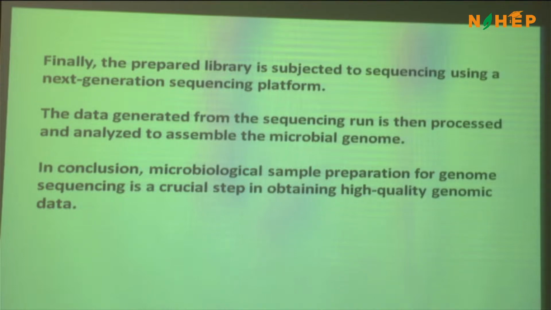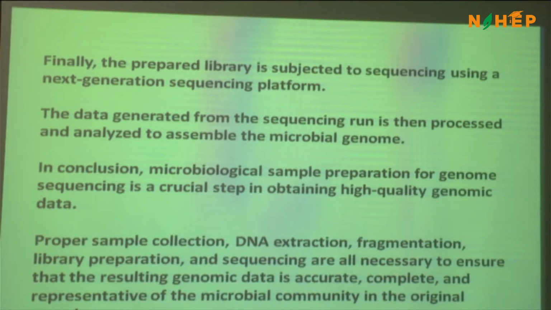Your sample preparation should be as precise as possible. If you make any compromise on that for one reason or another, if at all any error, knowingly or unknowingly, happens there, that error will multiply. Okay? So don't yield to that, and be careful with that. To sum up, proper sample collection, DNA extraction, fragmentation, library preparation, and sequencing are all necessary to ensure the resulting genomic data is accurate, complete, and representative of the microbial community in the original sample. Coming back to the same statement we started with.